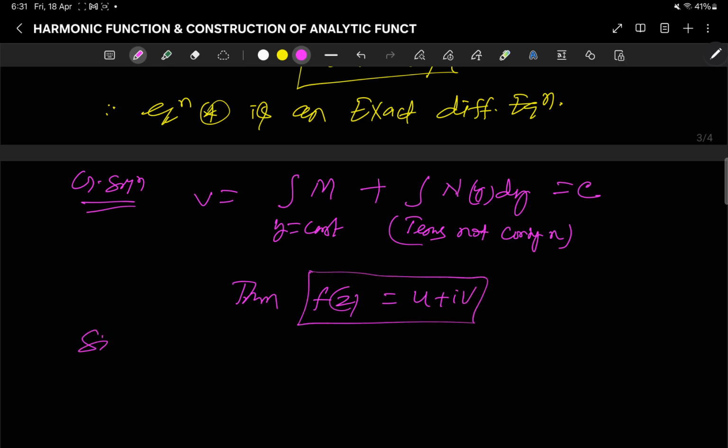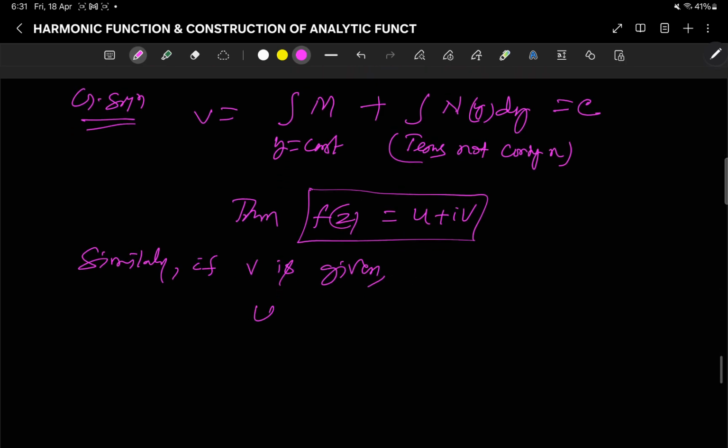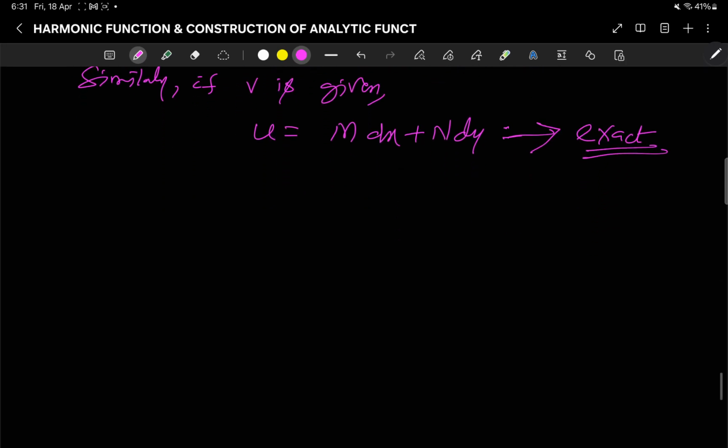Similarly, if V is given, you write U is equal to integral of m dx plus n dy. In that way you write and express it as an exact one. So this is an alternative approach here, and another approach is direct.